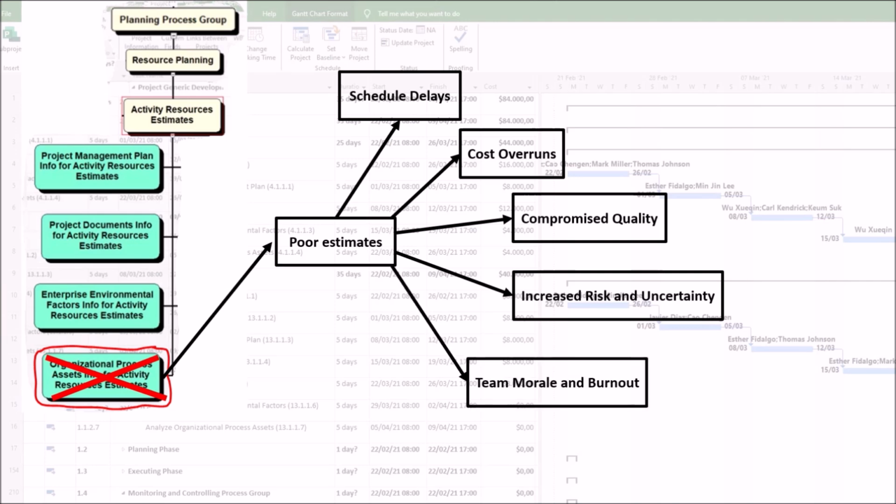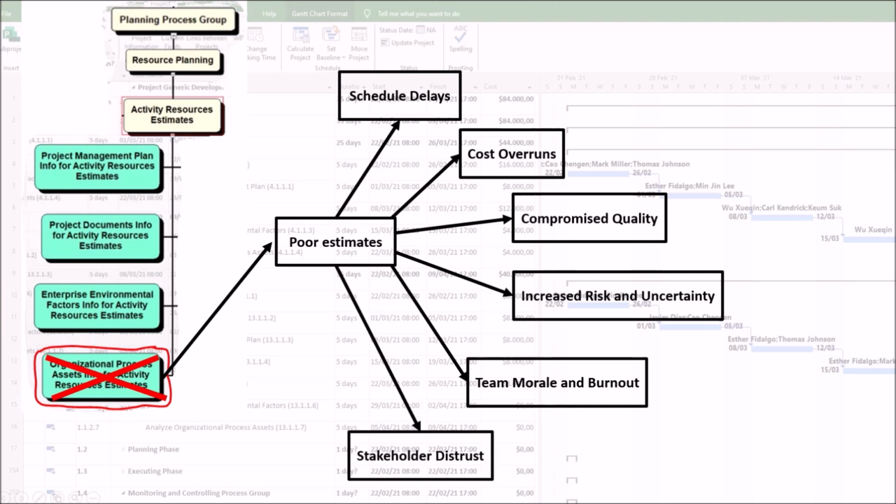Fifth, team morale and burnout. Constantly providing the team with insufficient resources, such as people, tools, and equipment, to meet unrealistic deadlines is a recipe for low morale, high stress, and eventually burnout. Team members will feel doomed to failure.